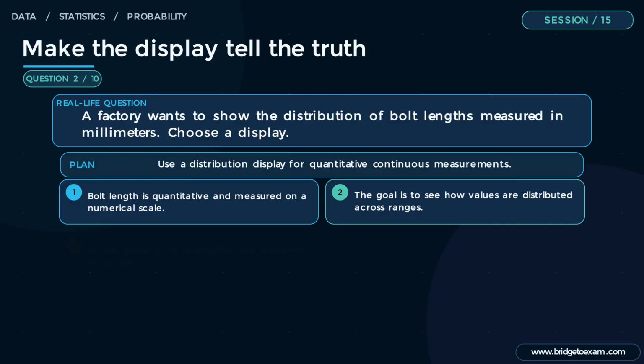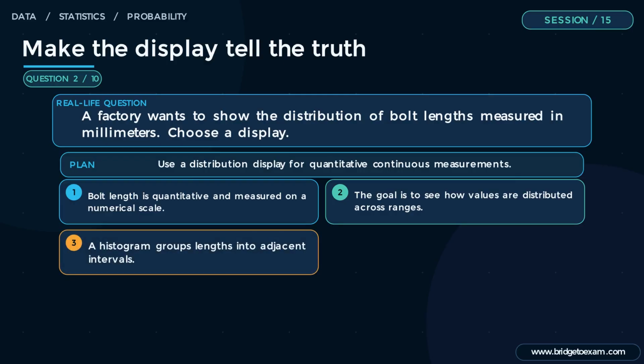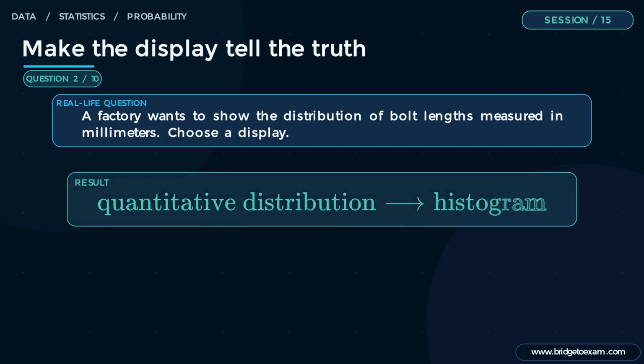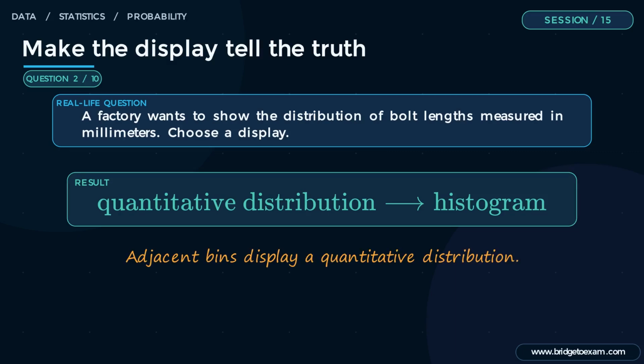Step 3. A histogram groups lengths into adjacent intervals. Step 4. Therefore, a histogram is appropriate. Quick check. Touching bars reinforce that neighboring bins belong to a continuous scale. This matters in real life because manufacturers inspect measurement distributions to detect process drift.